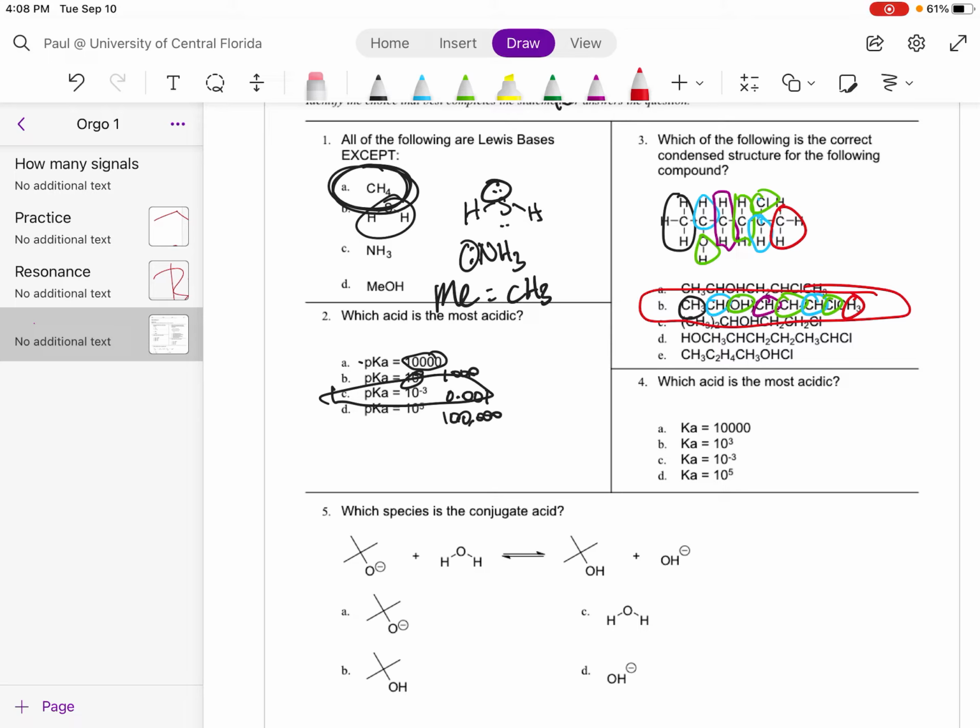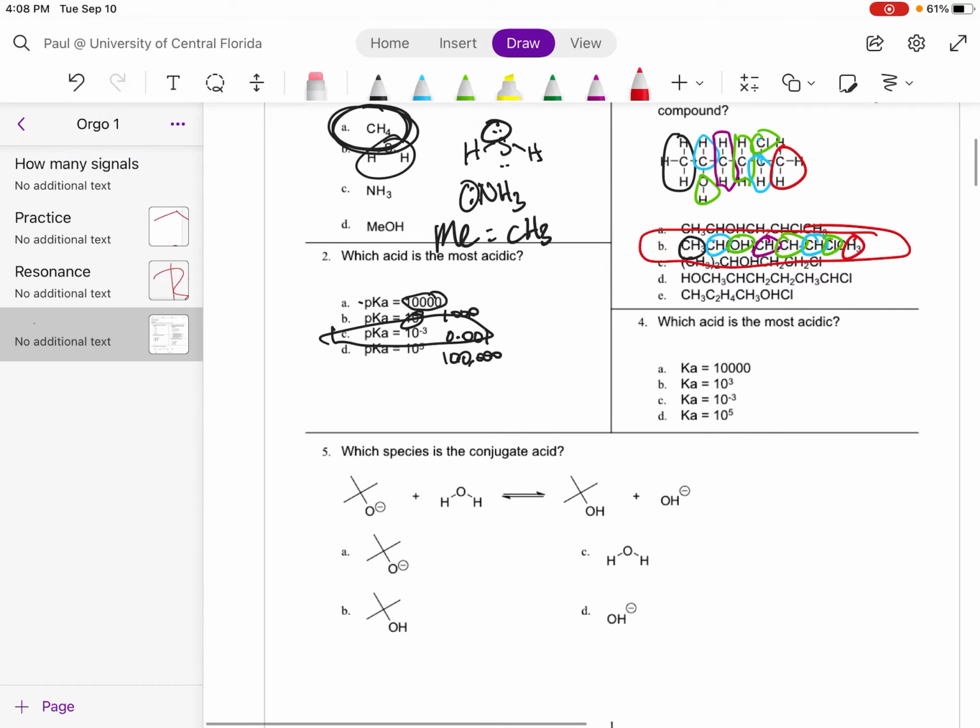Which acid is the most acidic? Now remember, these are now Kas, so the larger the Ka, the more acidic. And so we have 10,000 right here for answer choice A, and then 10 to the 5 was 100,000. So the largest number there would be that one. So the answer choice is D.